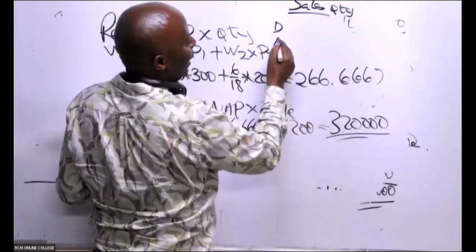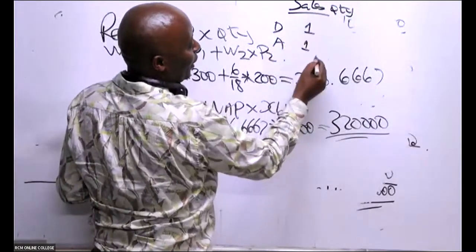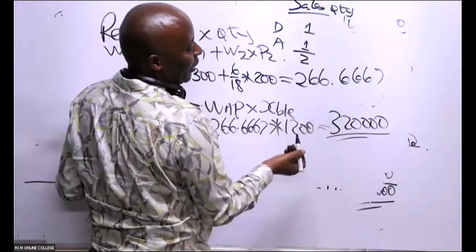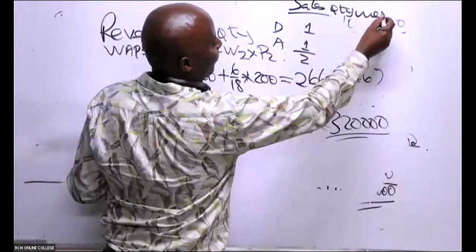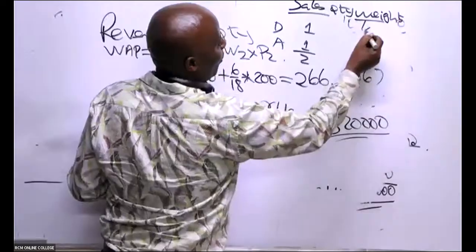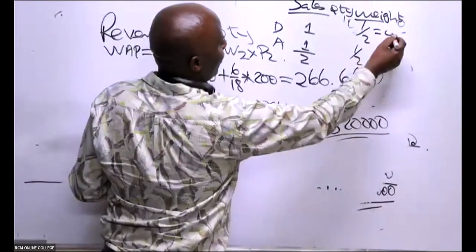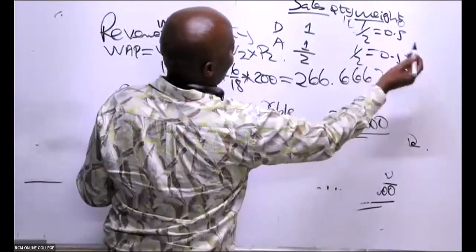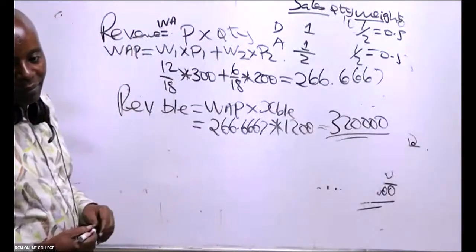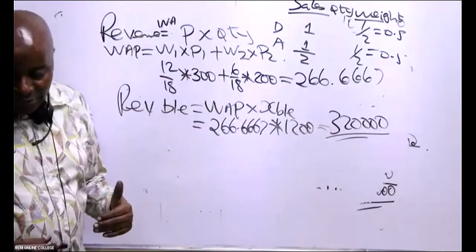So we have D and A. So 1 unit, 1 unit. So giving us what there? 2. So then the weights will be 1 over 2, that is 0.5. I hope I've answered your question. So everything in the back is the same.